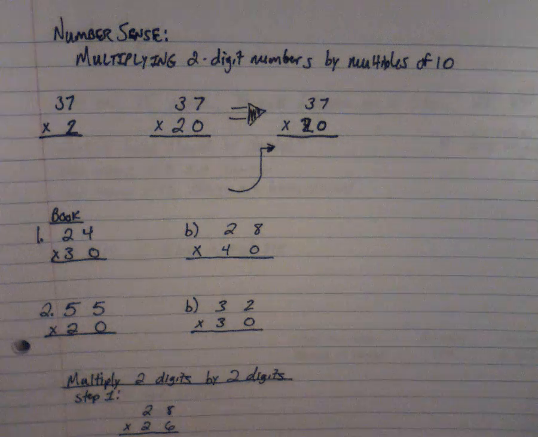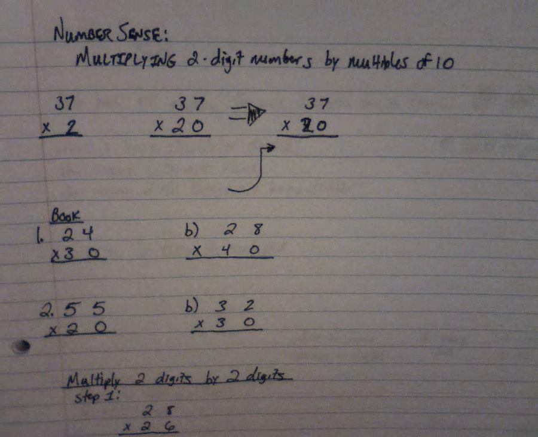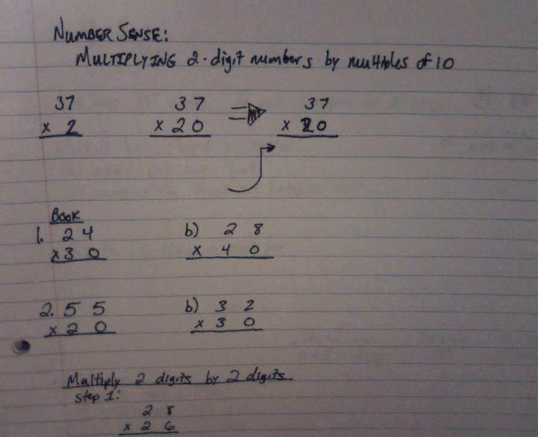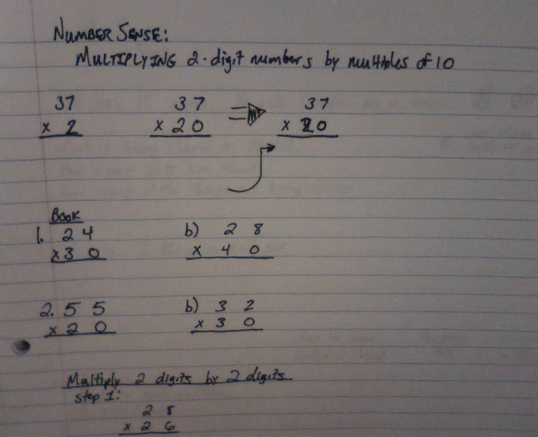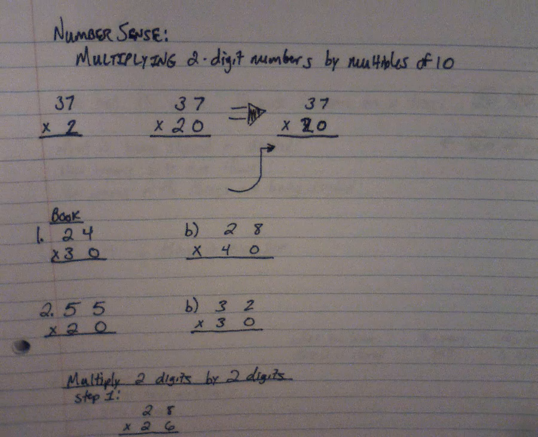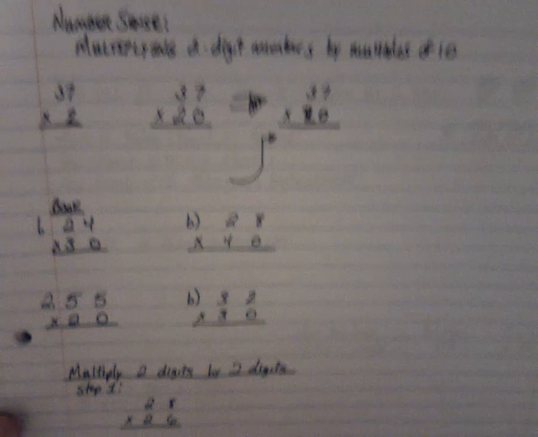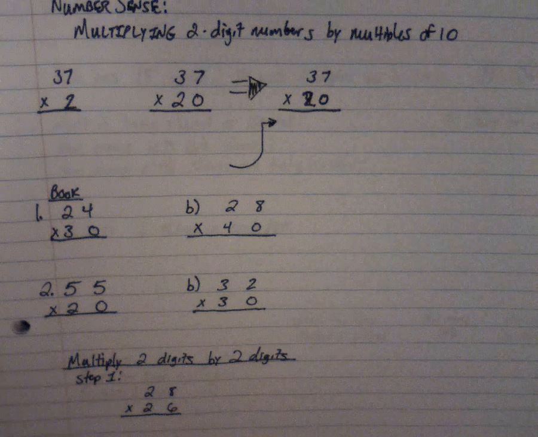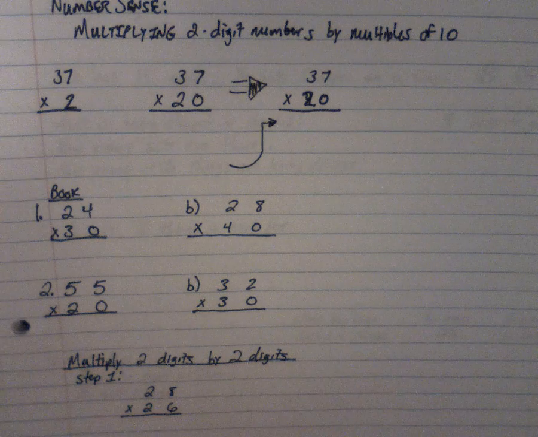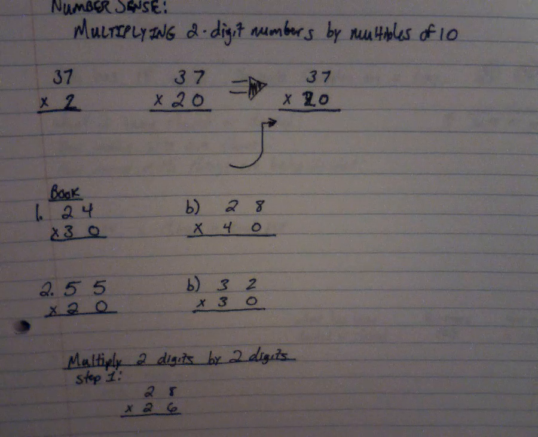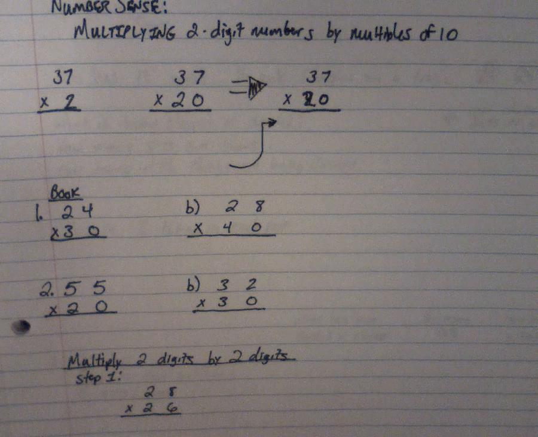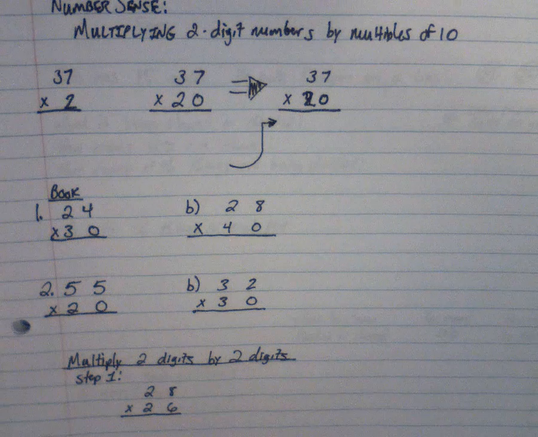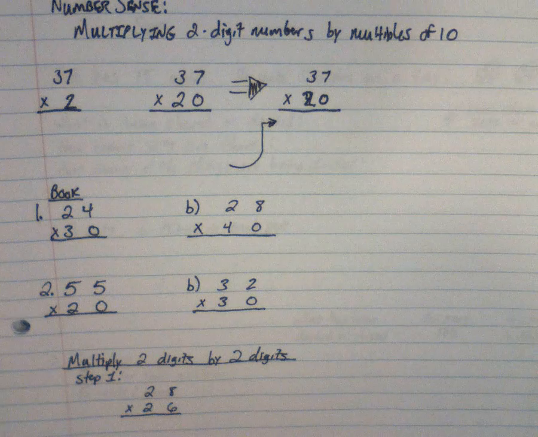Where we're going to be looking at number sense, and we're going to be looking at multiplying two-digit numbers by multiples of 10, and we're going to look at multiplying two digits by two digits. So, when we're multiplying by multiples of 10, it's fairly simple, but we're going to go through it so that way you can kind of see the process and kind of see what we do in order to make it a little bit easier on you.